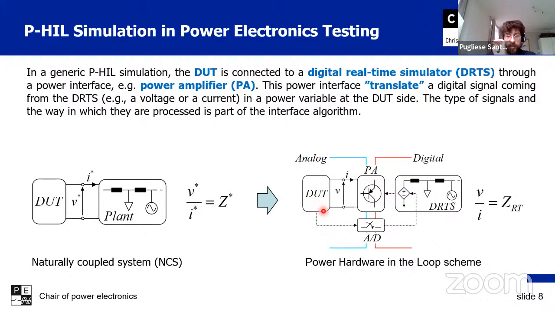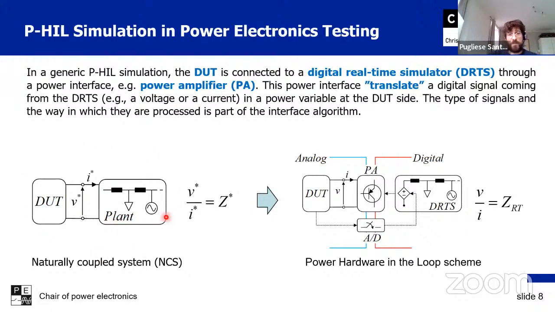The way in which we close the loop is called the interface algorithm, and we see that this interface algorithm has an important aspect in terms of accuracy and stability. So from this point of view, without loss of generality, let's say that an accurate power-in-the-loop simulation is a system which behaves in real time like my naturally coupled system.